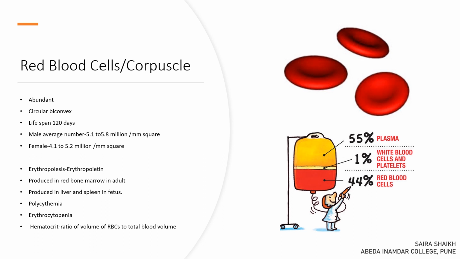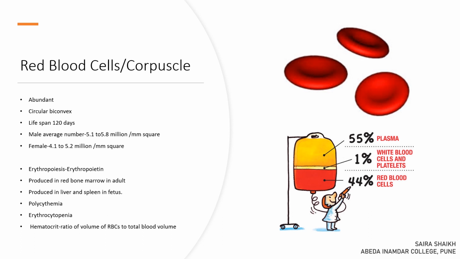The formation of RBCs is completed in the bone marrow in adults, while in the fetus the RBCs are produced in the liver and the spleen by a process called erythropoiesis. This process is completed in the presence of the hormone erythropoietin. Erythropoietin is a hormone coming from the kidney, which completes the process of erythropoiesis.